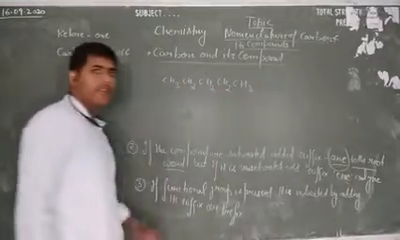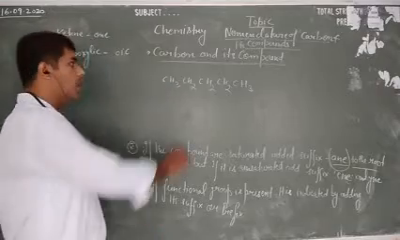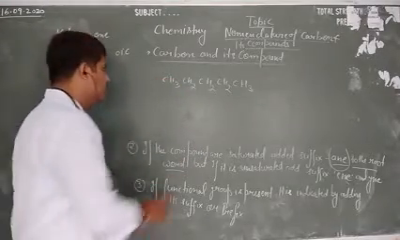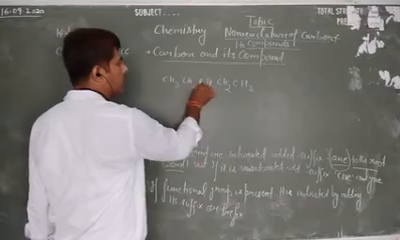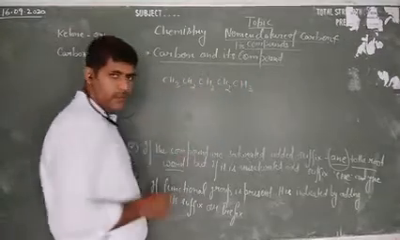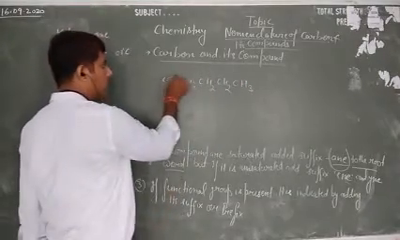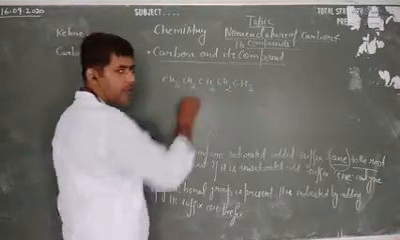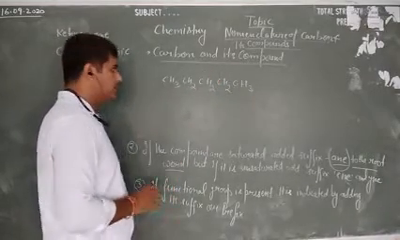Now, first we count the number of carbons. How many carbons are present? 1, 2, 3, 4, 5. There are 5 carbon atoms.